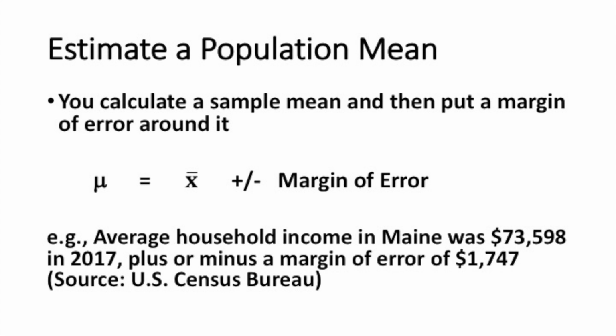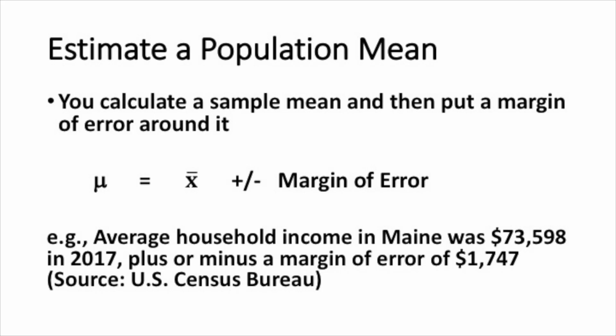So the average household income in Maine was $73,598 in 2017, plus or minus a margin of error of $1,747. The idea of the margin of error is this average household income value was based on a sample of Maine households, and if the Census Bureau had talked to a different group of people or collected a different sample, they probably would have gotten a different value for average household income, and this margin of error gives you an idea of the different values you'd get from different samples.